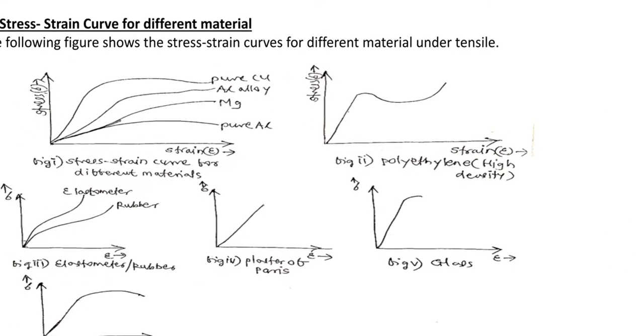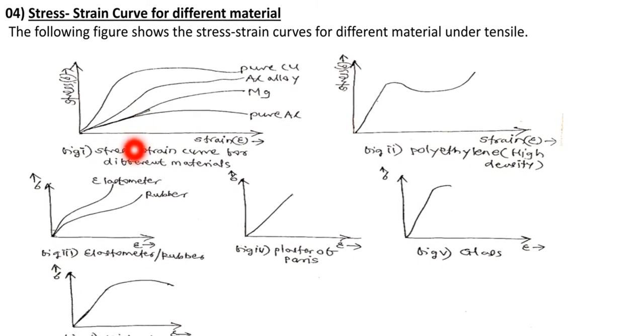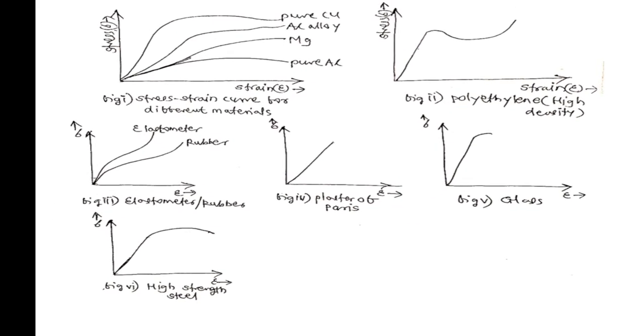Now these are the stress strain diagrams for different materials. For pure aluminium, pure magnesium, aluminium alloy, pure copper, this is the stress strain diagram for polyethylene. This is the stress strain diagram for elastomer or rubber. This is the stress strain diagram for plaster of Paris. This is for glass, and this is for high strength steel.